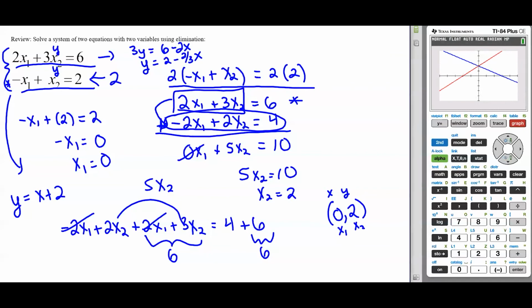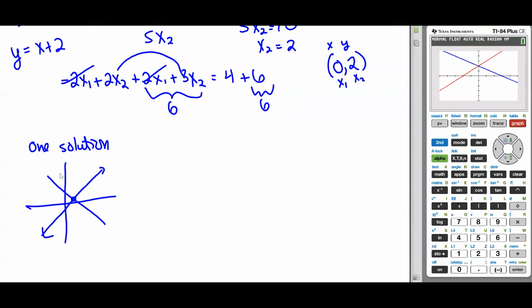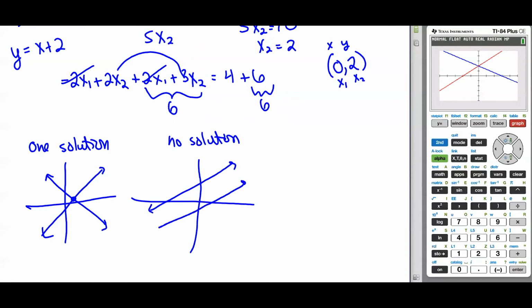So if a system has a solution, let's say if a system has one solution, then in 2 dimensions, if you have 2 equations, that solution is an intersection point. You could have no solution. No solution is going to be 2 lines that are parallel. 2 lines that are parallel are never going to cross, so you're not going to get a solution.